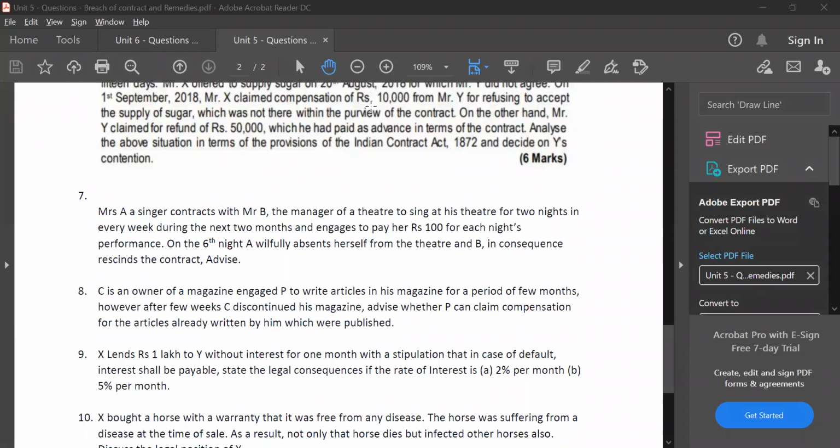In question 7, a student is asking why A cannot be sued for injunction. Injunction means stay order. Now, if A is going to a different theater at the same time and singing for rupees 150 per night, then the manager can sue A for injunction, asking her to stop singing in the different premises because she already promised to sing over here.